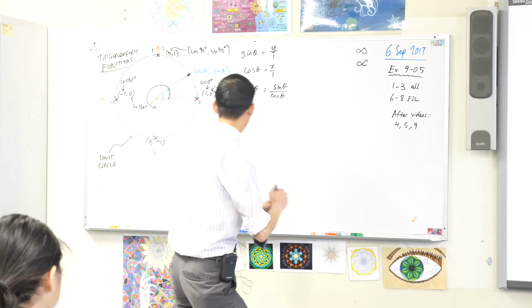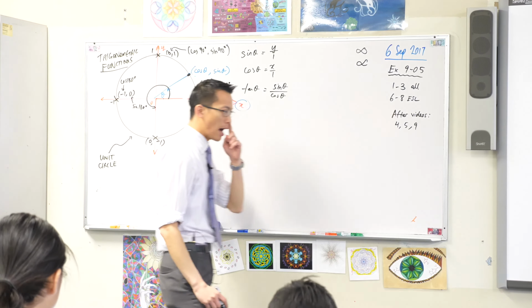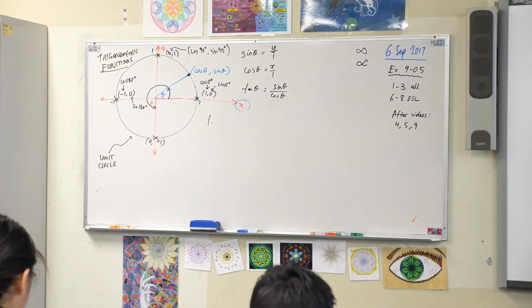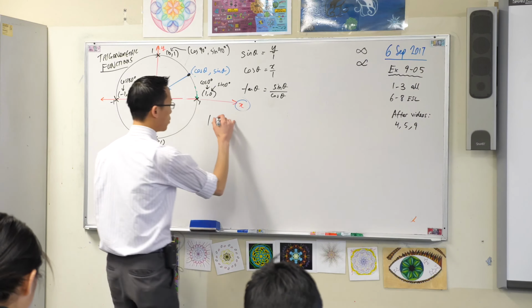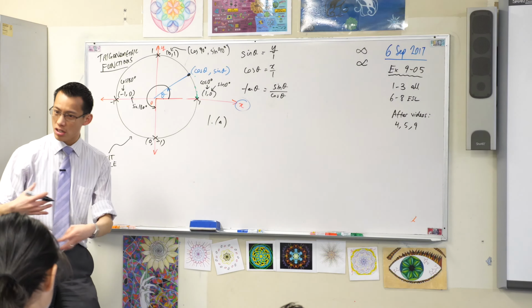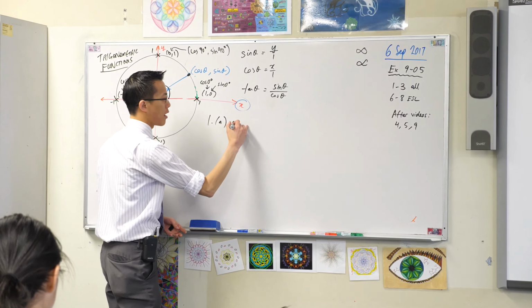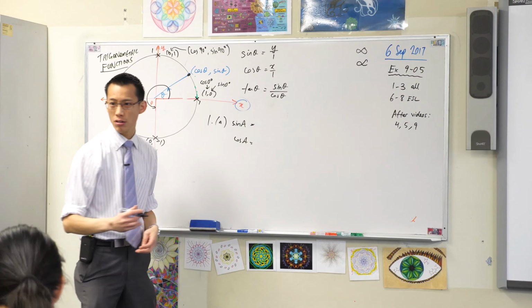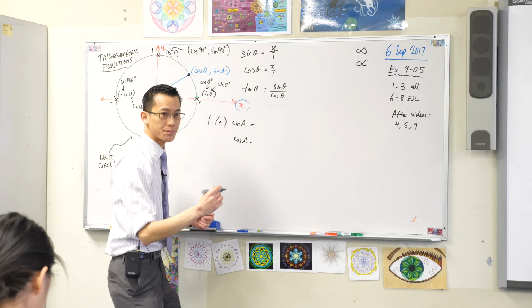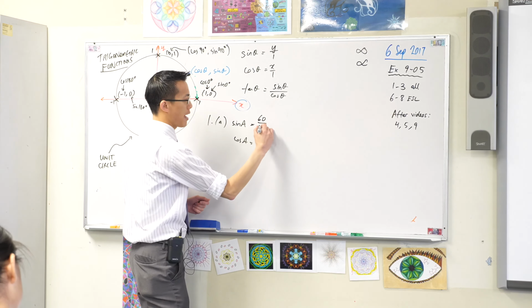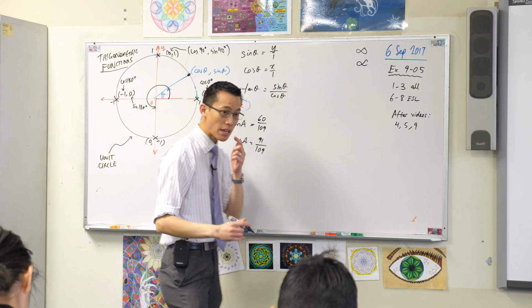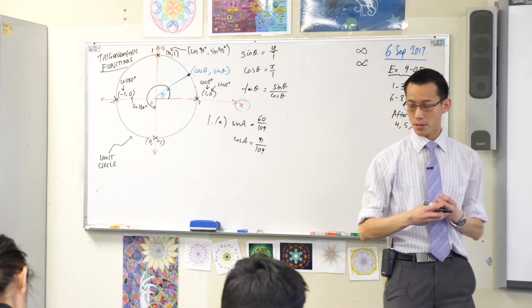So let's just have a look at the first question. We'll just do one example from each of the questions just so you can see how it works, okay? So I think in 1A, they tell you values for sine A and cos A. What are they? 60 over 109. Thank you, and? 91 over 109. Thank you very much.